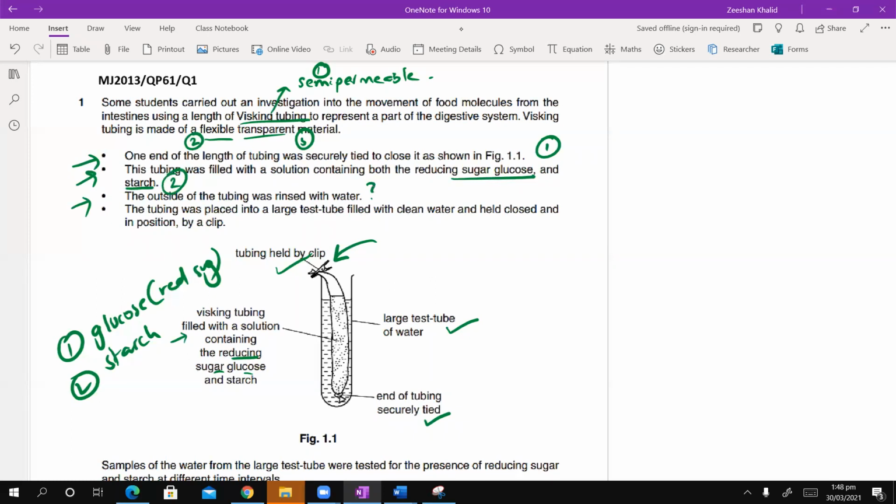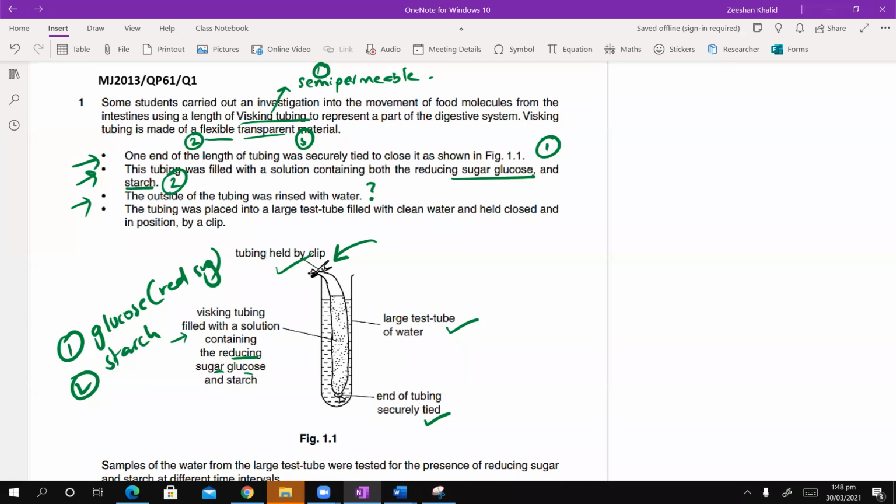Why was the outside rinsed with water, children? What do you think? Let's be critical with this. Why do you think you've been asked to rinse it with water? Why? Sir, maybe to clean it so that we can see the color change. I'm sorry, can you say that again? Sir, to see the color change properly so that the test tube is clean. To see the color change properly. Good. Okay. So basically to wash away all of that stuff.